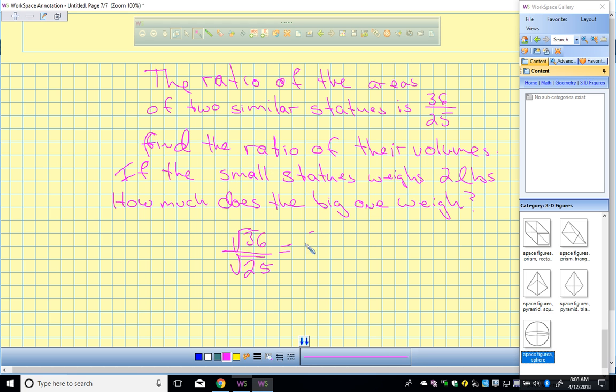Okay. So the area ratio is going to be 6 to 5, right? And then I want the volume ratio. Volume 1 to volume 2 is 6 cubed to 5 cubed, which is equal to 216 to 125. Okay? If the small one weighs 2 pounds, volume and weight are proportional. If the small one weighs 2 pounds, how much does the big one weigh? So you put a 2 down here and you put an X up there. See the way you do that?